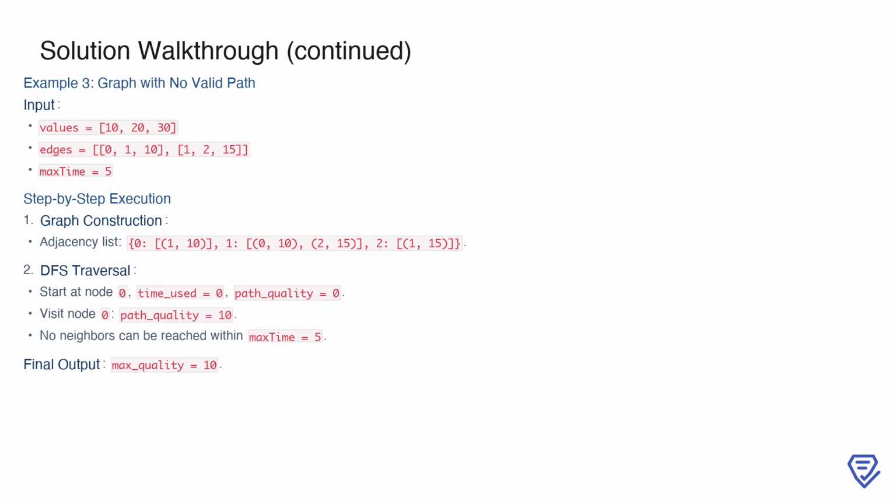In the final example, we have a graph with 3 nodes and edges connecting them, but the time limit is extremely restrictive, only 5 units. After constructing the adjacency list for the graph, we start the DFS traversal from node 0. Initially, the time used is 0, and the path quality is 0. Visiting node 0 adds its value to the path quality, making it 10. However, none of node 0's neighbors can be reached within the given time limit of 5. As a result, no further traversal is possible, and the final maximum path quality remains 10, which is simply the value of the starting node.